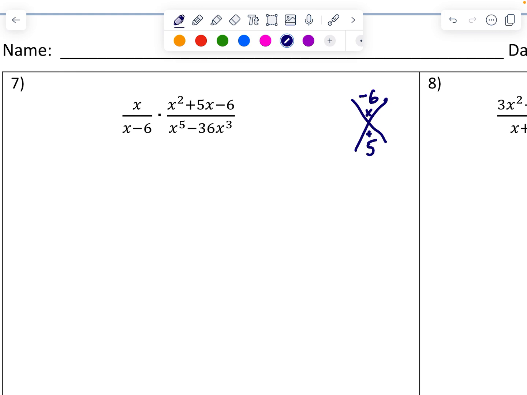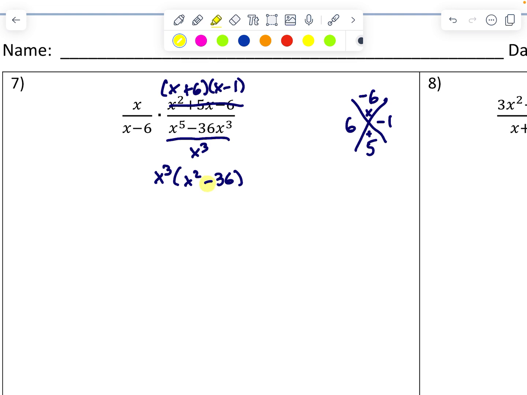Multiplying to negative 6, adding to 5 would be 6 and negative 1. So I know the top of this one's turning into an x plus 6 and an x minus 1, which has now replaced this. On the bottom here, I see a GCF. Those both have an x cubed in common. So I can take out the x cubed and we're left with x squared minus 36.